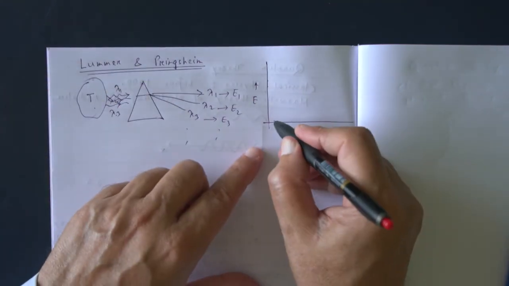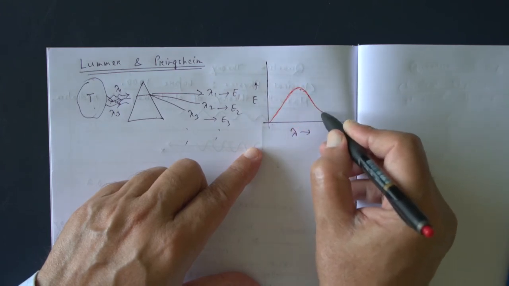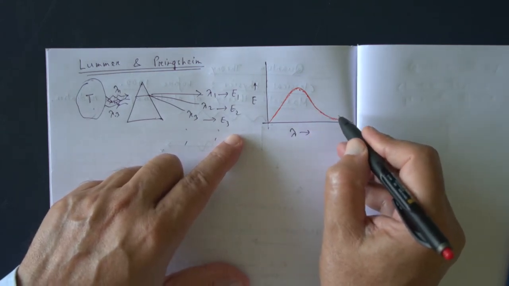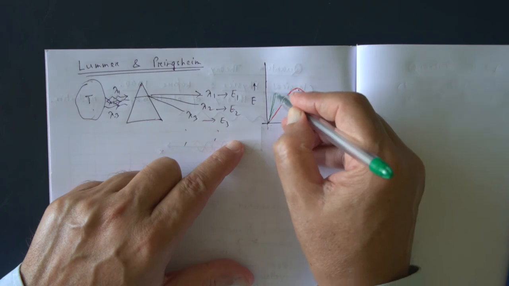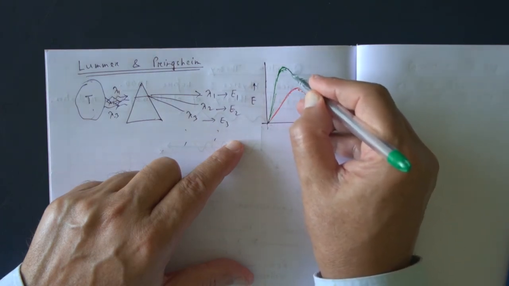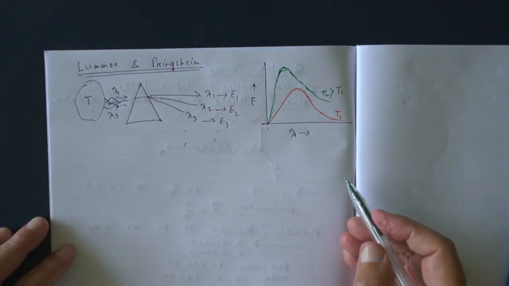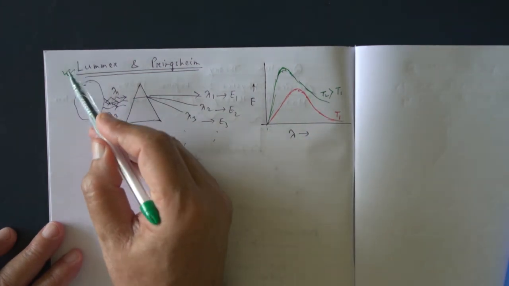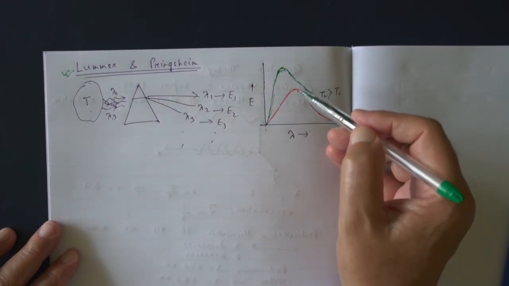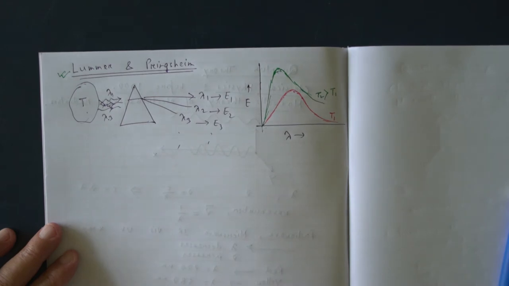So at some temperature, the graph was like this. At T1 temperature, the graph is like this. At some higher temperature, the graph is like this. Say this is a T2 temperature, which is greater than T1. So this type of graph was obtained by Lummer and Pringsheim. And these graphs are obtained by doing experiments.